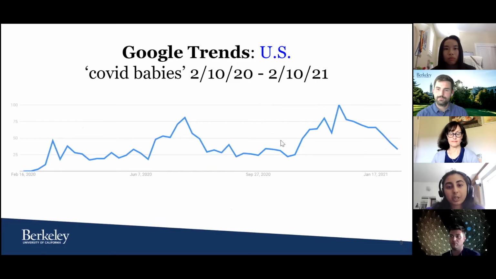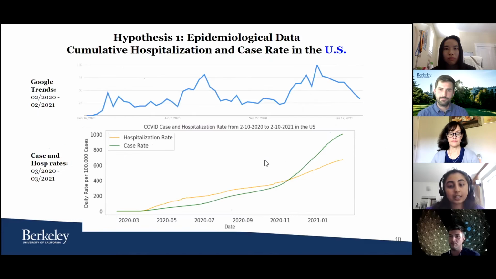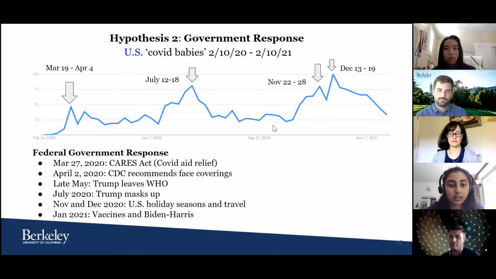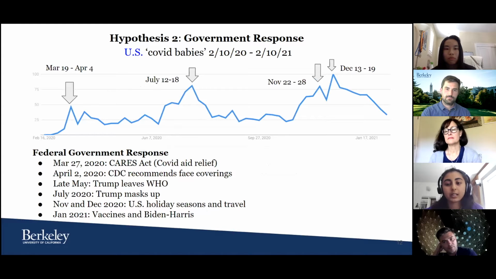And so then we looked at the United States as a whole to set a baseline, and we found most prominently that the Google Trends interest over time for the United States followed the hospitalization rates for children and babies across the US as well. And so we thought that those two things might be related. As hospitalizations increased, the search interest for COVID in babies on Google also increased. And we also found that there was possibly some relationship between federal government responses and the search peaks of this Google Trends interest over time for our time period.